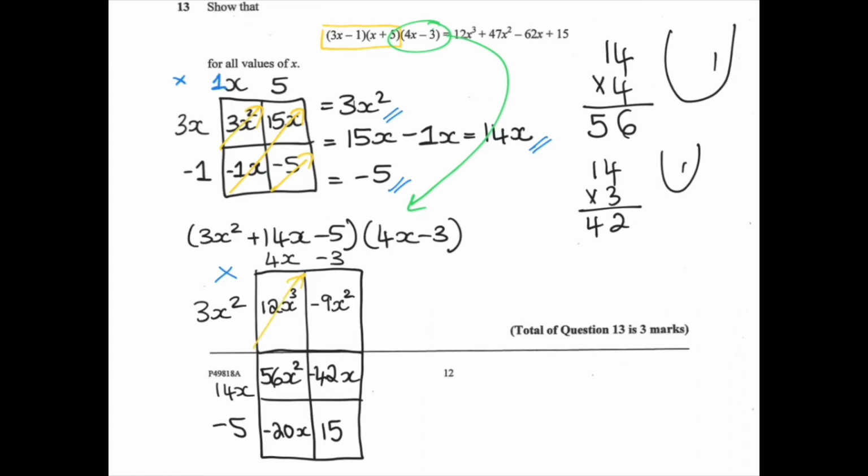Okay, let's work down the diagonals. So first diagonal, nice and easy, 12x cubed. And that should make you feel good, because if you look at what your answer should be, up here, I needed a 12x cubed. So things are looking nice.